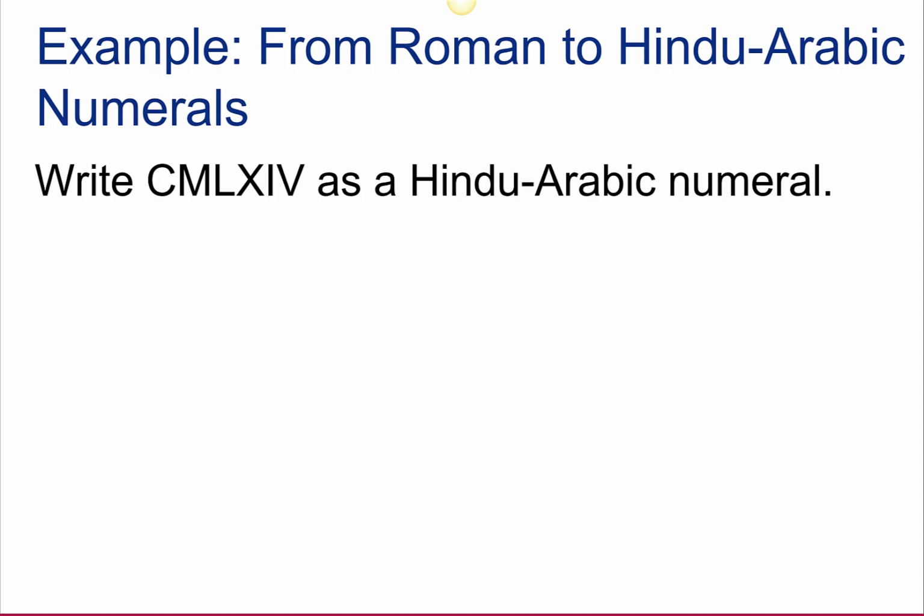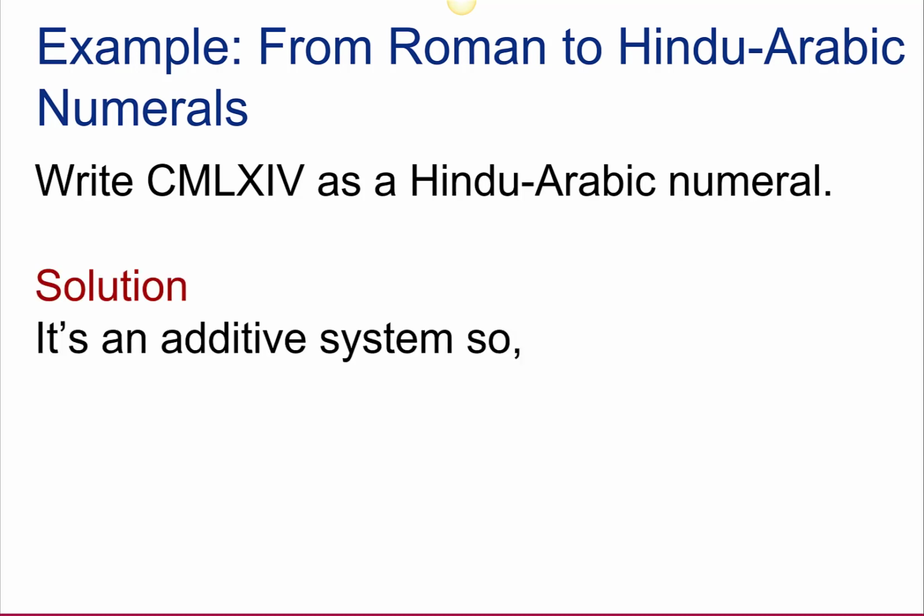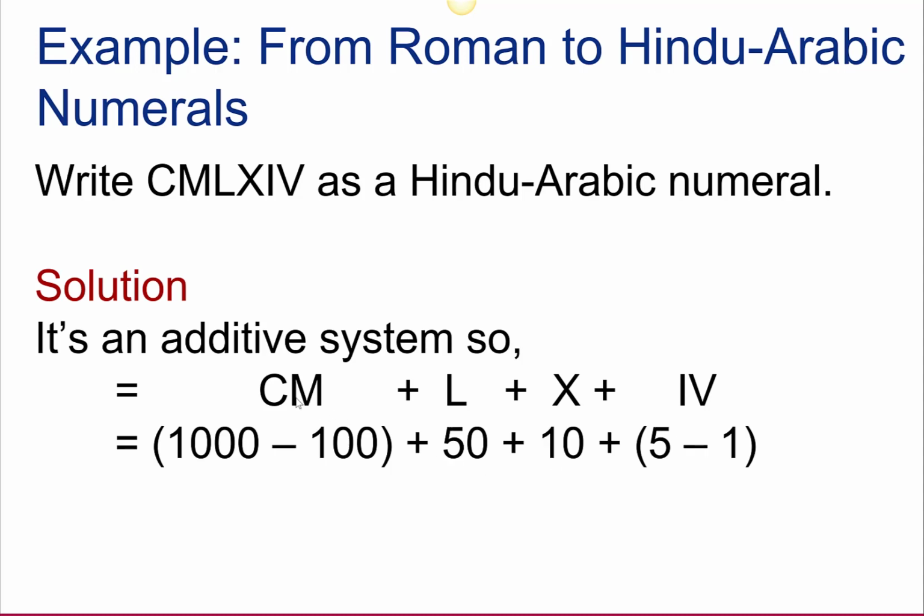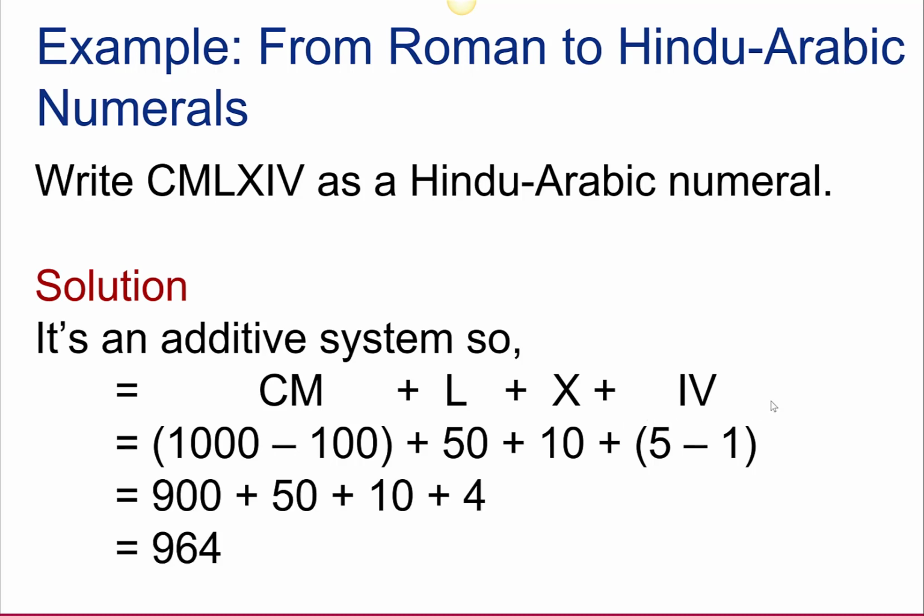So we're going to write this Roman numeral as a Hindu-Arabic numeral. So we want to take the value of the symbols that we see there. So we break it up into CM, because again, notice that this C is worth less than the M, so we know we're going to subtract here, plus an L, plus an X, and then again, we have a symbol to the left of a symbol with a larger value, so we know we're going to subtract again. So this right here is going to be 1,000 minus 100, plus 50 plus 10 plus 5 minus 1, and we add those up and we get 964.